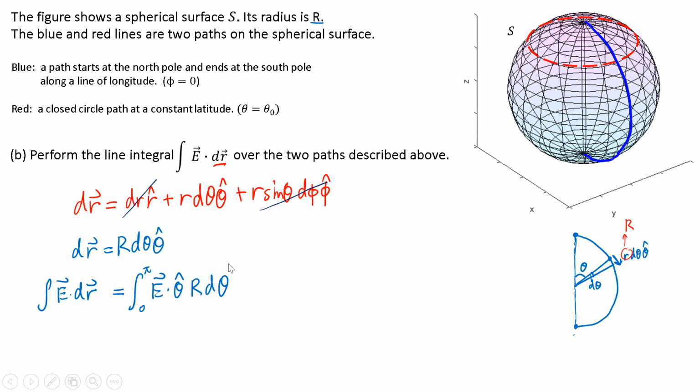So then this is the integration that you need to do. Integrate with respect to theta. So now we take care of the integrand, right? So E dot theta hat. E is something that we have just found, right?